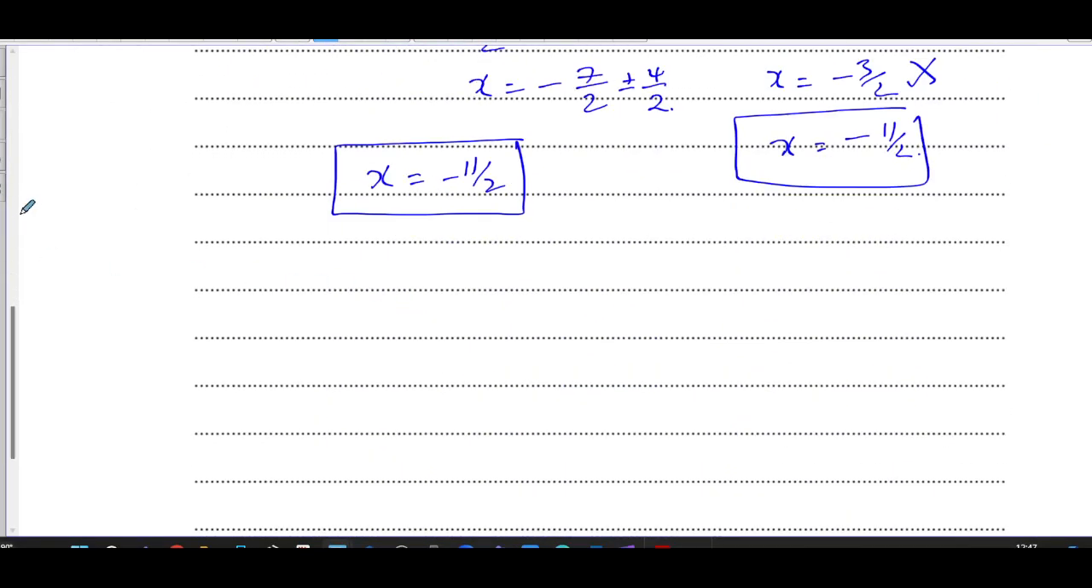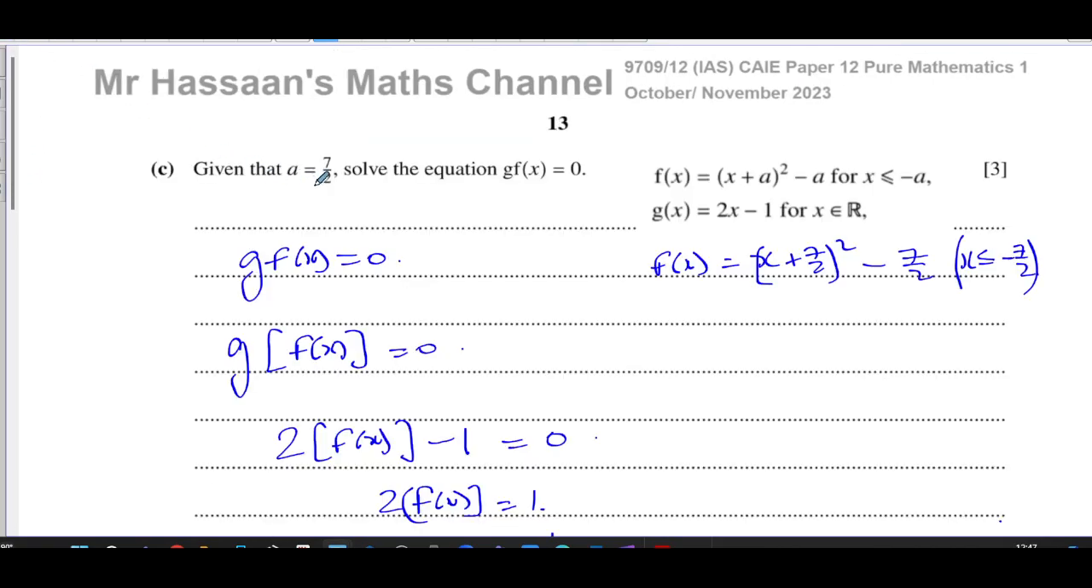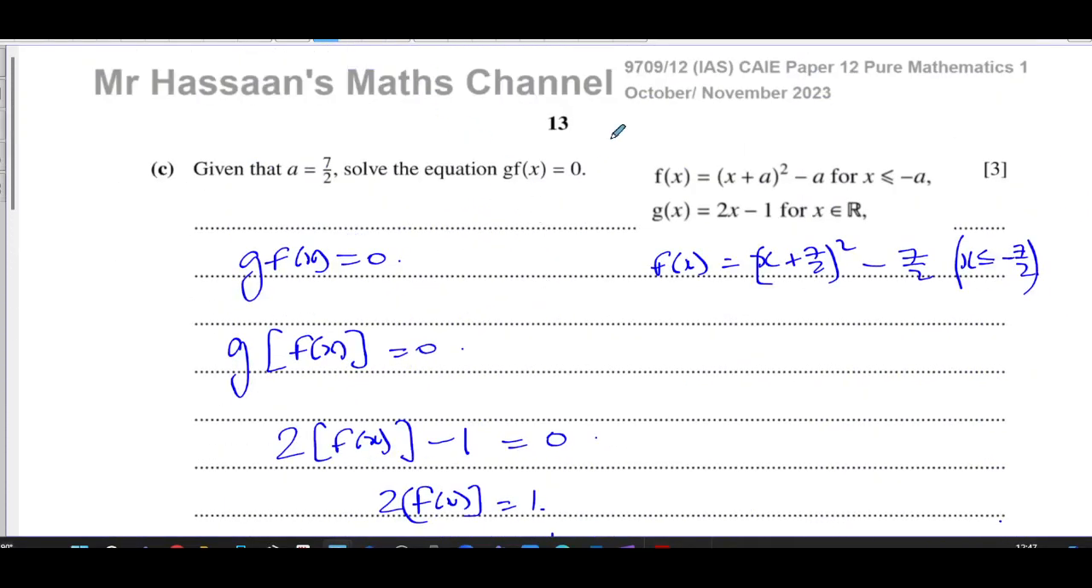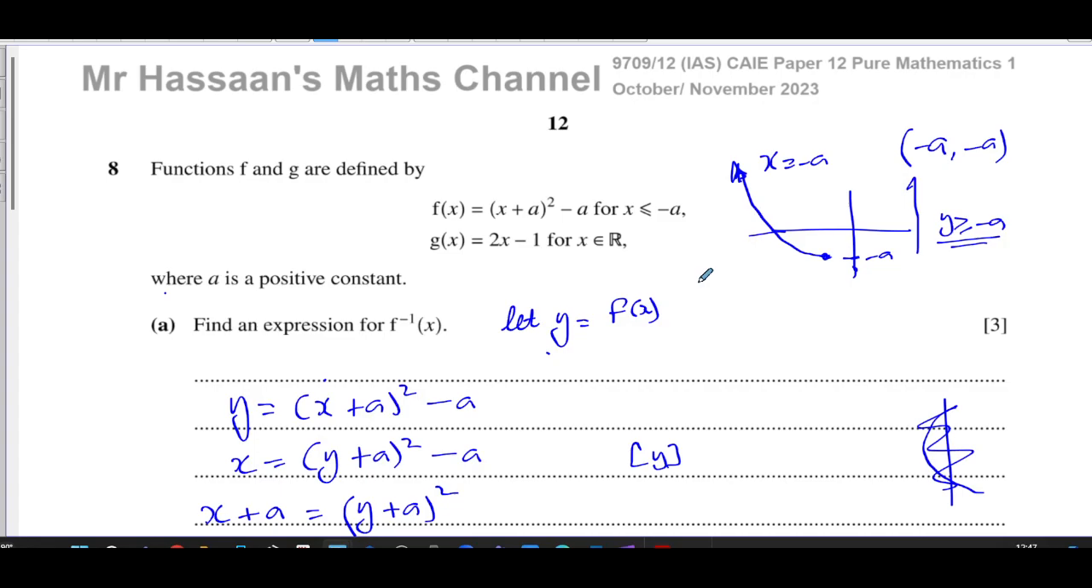Is there a part D? Let's have a look. No, there's no part D. Okay, so that concludes this question number 8 from the October-November 2023 Pure Mathematics P1 paper from Cambridge 9709.